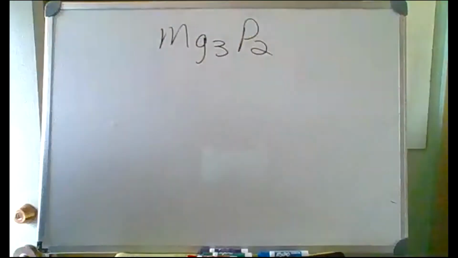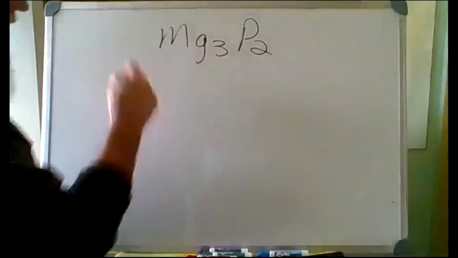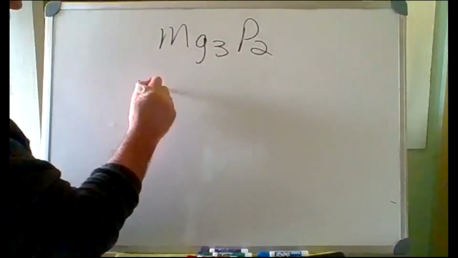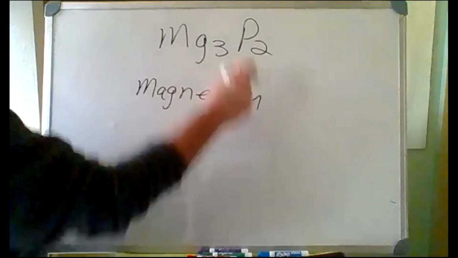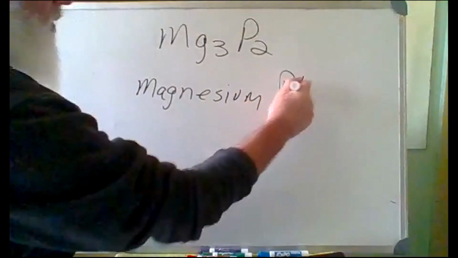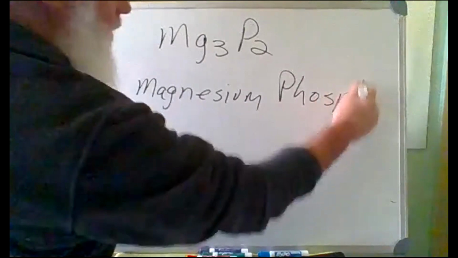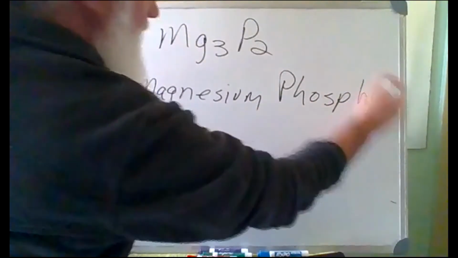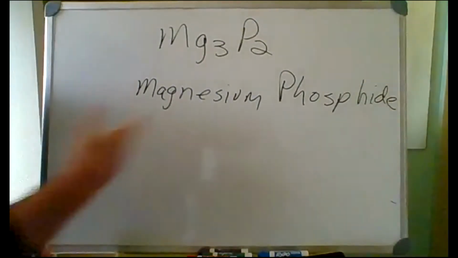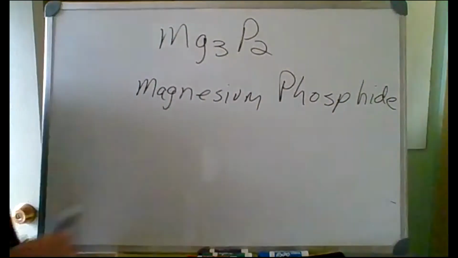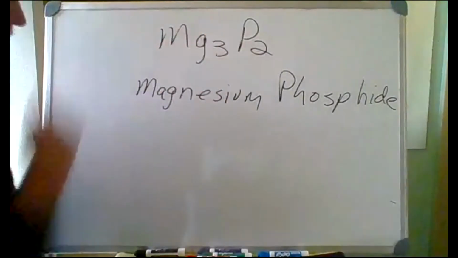Okay, so again, if we have something, say, so how do we name this? Very simple. Name of cation, name of anion. Name of cation is magnesium, same name as the parent neutral element, and the anion is phosphide. We don't care how many of them there are. We don't care that there's 3 magnesiums and 2 phosphides. So name of cation, name of anion.